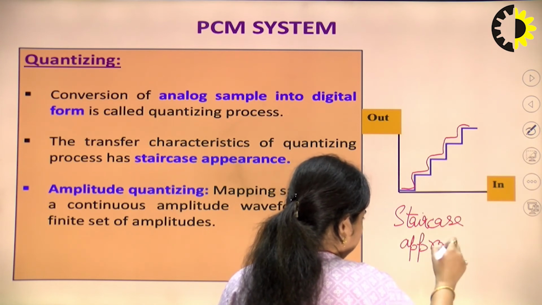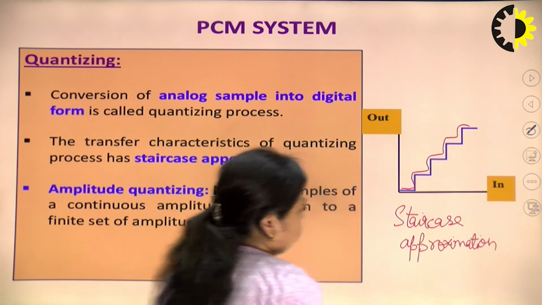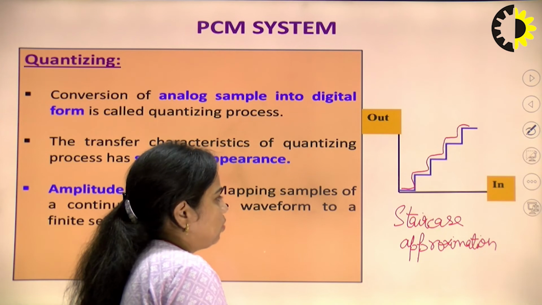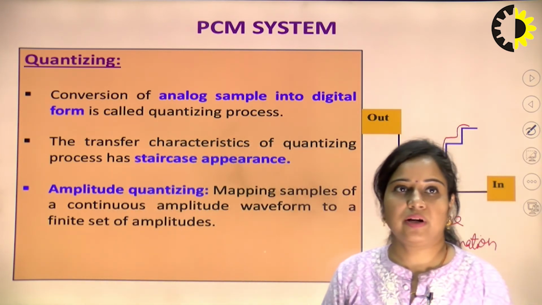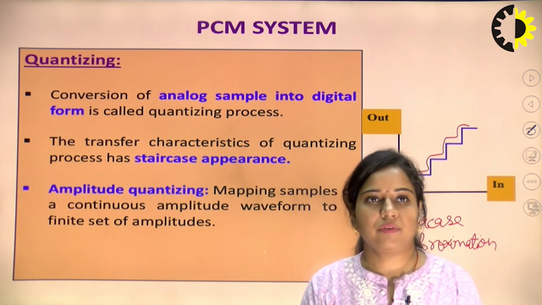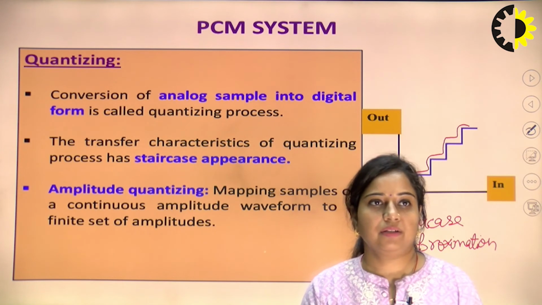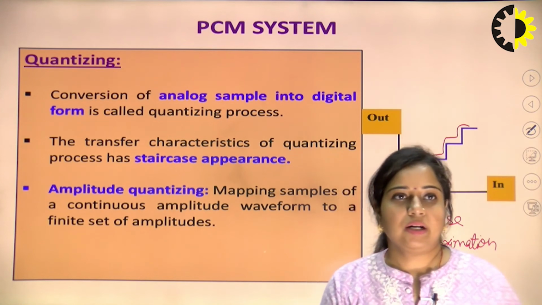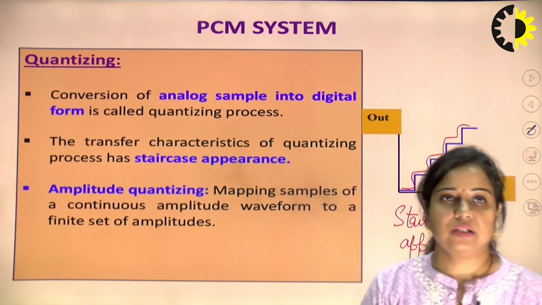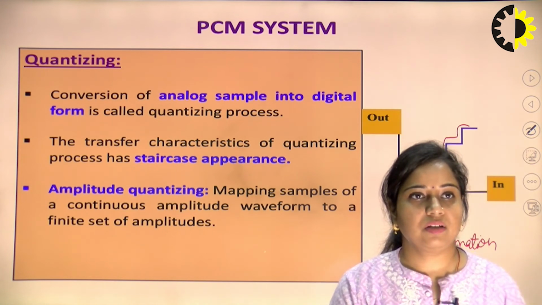Whatever signal that we have considered at the output of the sampler, it will be converted into a staircase kind of approximation using this quantization step. So, conversion of analog samples into digital form is known as quantization process, and the transfer characteristics of this will look like a staircase appearance.